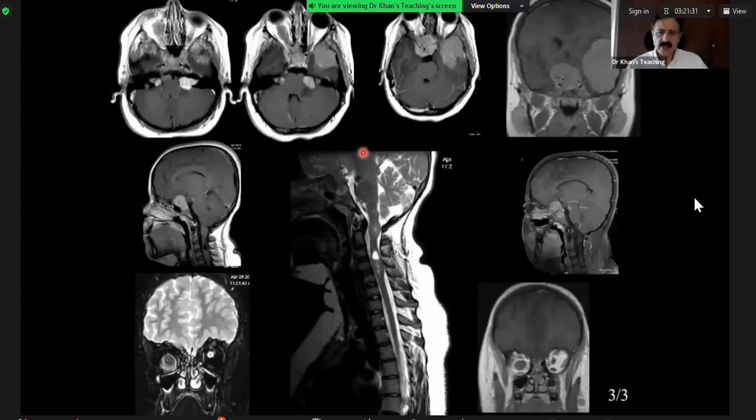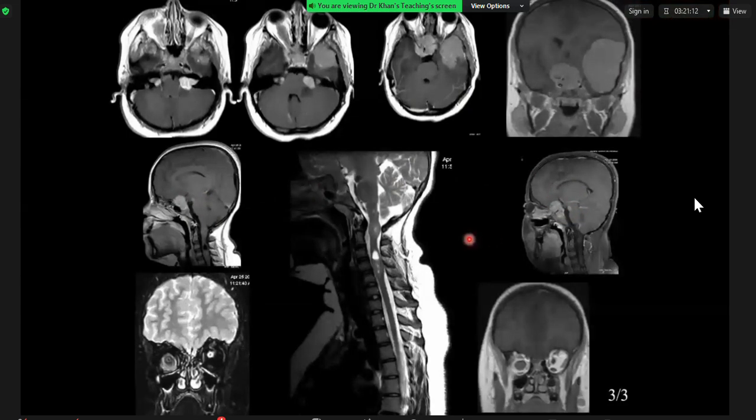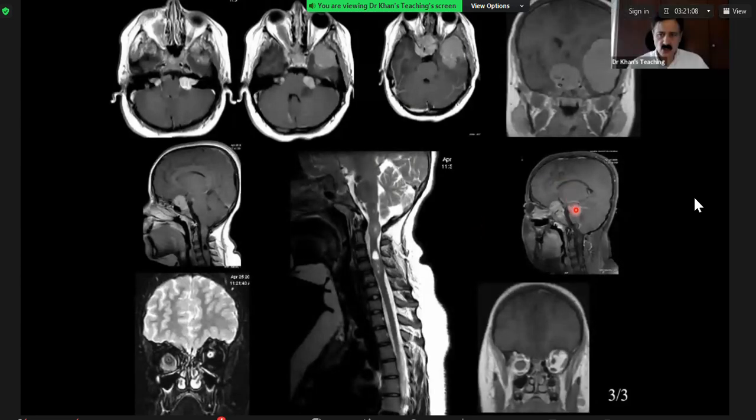Right. What is this thing here? You see this is pons. Yeah. This is the midbrain. Anterior to the midbrain, something is enhancing here. So what is it? Which you can see here also. Is that the meningioma that is enhancing? So this is a nodular type of enhancement.